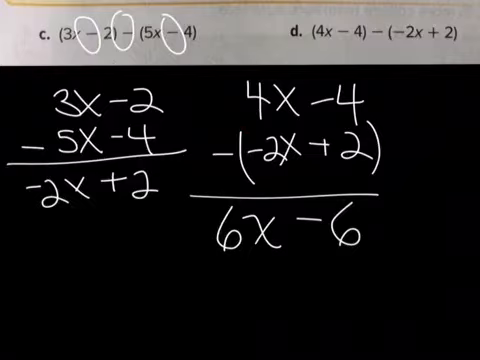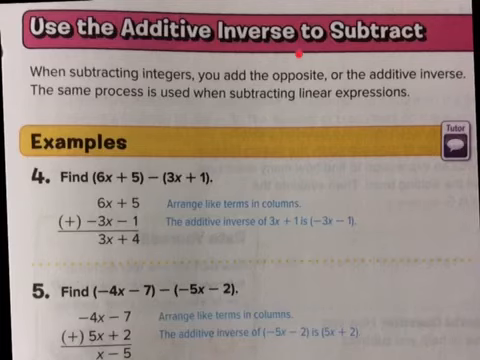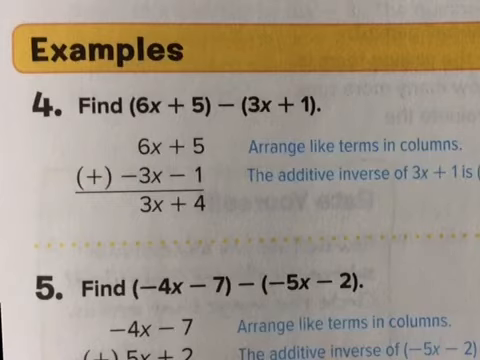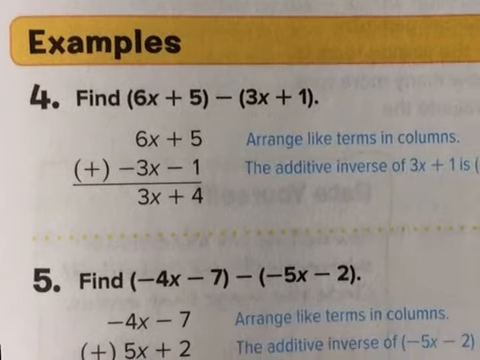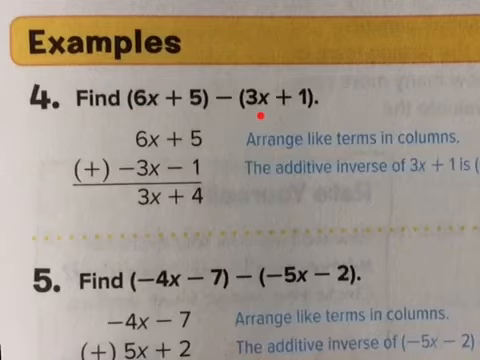Okay? So we're going to use the additive inverse to subtract. What does that mean? Well, when subtracting integers, you add the opposite or the additive inverse. The same process is used when subtracting linear expressions. So take a look here. I'm making it a little bit more confusing than it needs to be, but essentially you have 6x minus 3x is going to give you 3x. And then just regular 5 minus 1. Remember that the plus sign just means that it's a positive number. We're not dealing with a negative number, so it's not adding it. This is the operation. So I have 5 minus 1 is 4.